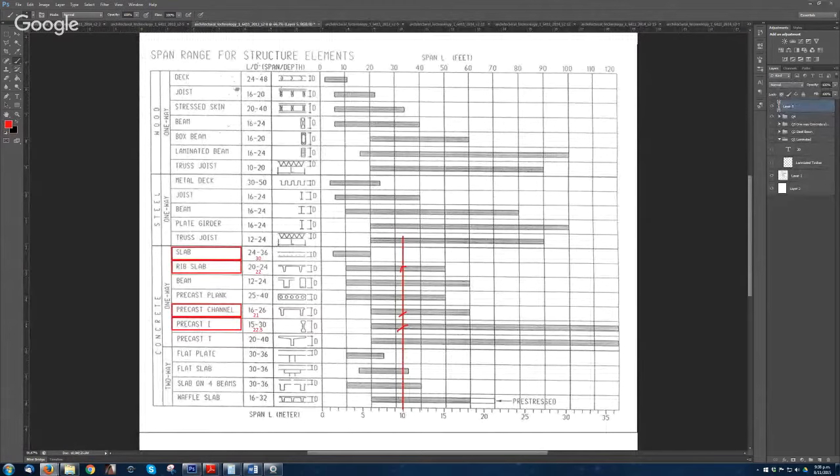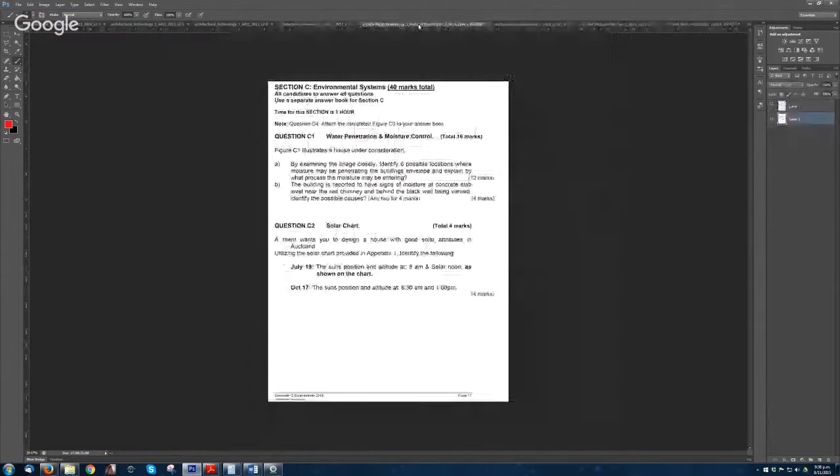Any more questions about this section? I was just going to move on to part C. I think we can do this part here because I'm pretty sure that's going to be in the test, because that's the one he went through during the review. It tells you to examine the picture and find 6 possible locations where the moisture can get in.